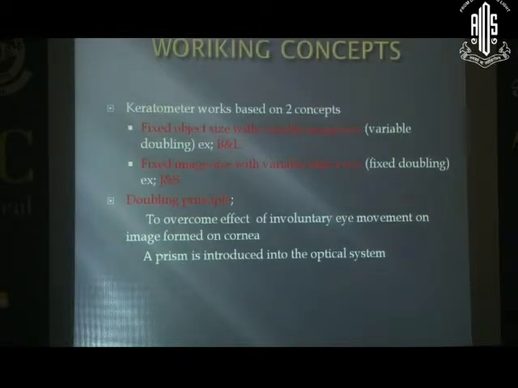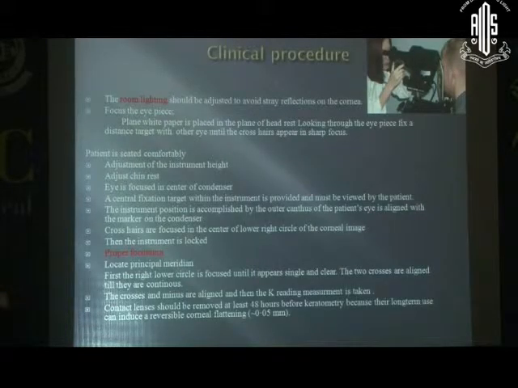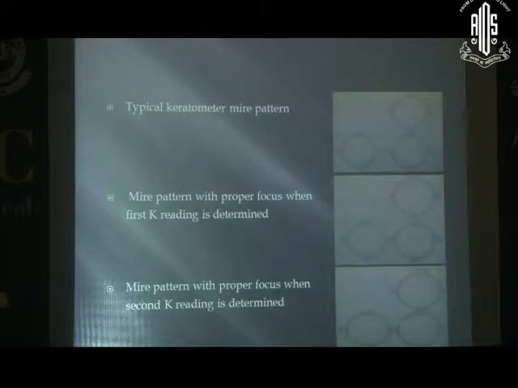The basic keratometer, or what we call the manual keratometer, works on two principles. Either it's variable doubling or it's fixed doubling. The doubling principle is important to take care of the errors due to the involuntary movements of the eye, which cause blur on the image of the cornea. So a prism is introduced in the optical system. A procedure which is routine for all manual keratometry has to be followed. Two or three important things: you need to adjust the room light, and the focusing of the mires has to be proper. Once they are focused, you need to align the mires to get the horizontal and vertical axis and the K readings, which have to be noted.